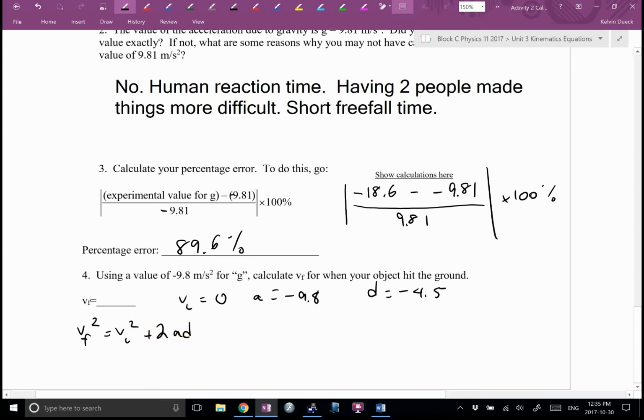I want to get the VF by itself. It's almost by itself, except there's a squared. How do I get rid of a squared? Square root? So it's going to be the square root of, I guess, 0 squared for VI, which I don't even need to bother writing. It's going to be 2 times negative 9.8 times negative 4.5.